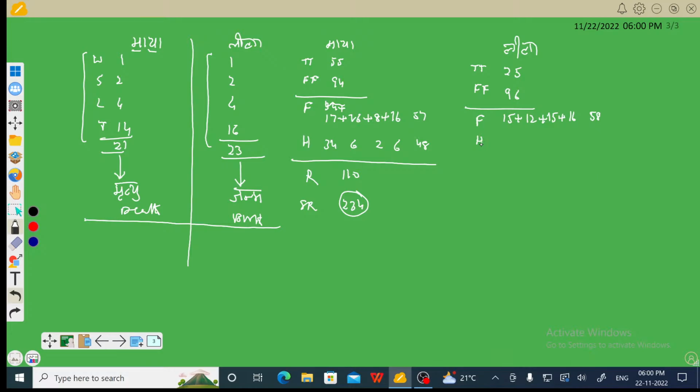As H, it is going to be 18 plus 14, 18 plus 6, 56. As transcendence range, it is equal to 24, 120. And as RS, it is 240 and 16 is equal to 256.